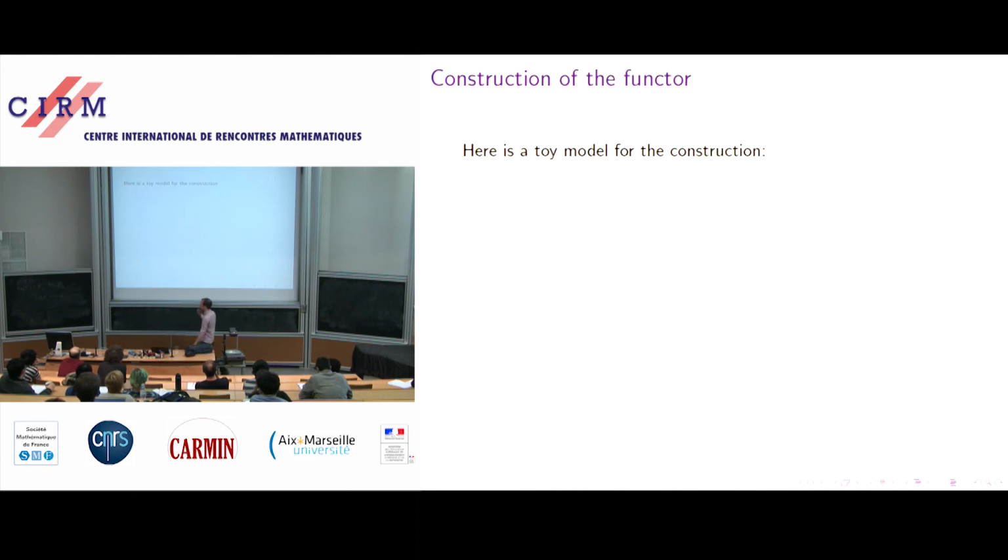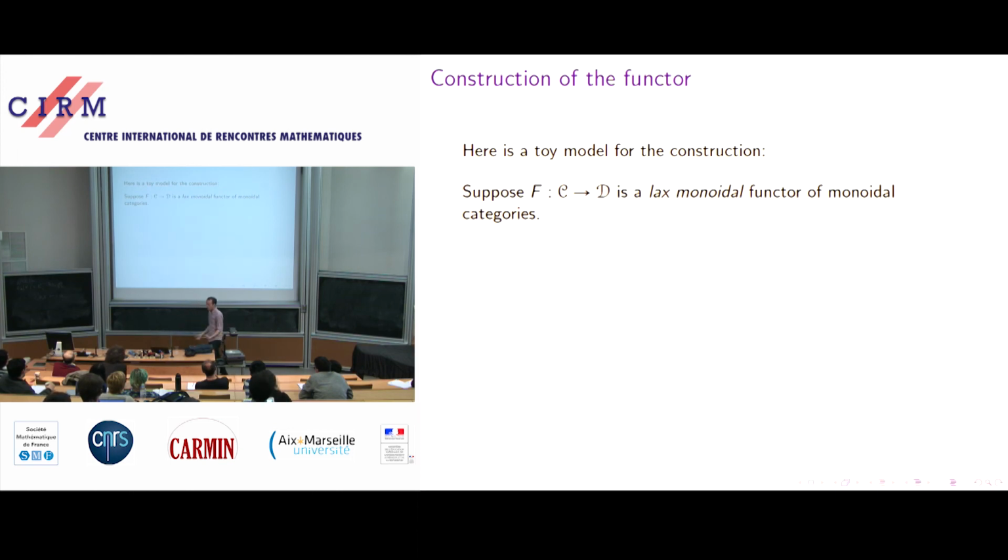OK, so now I want to construct a functor that has to do with this Langlands duality conjecture from before. So I'm going to do it using a toy model. So here's the toy model. Suppose that you have a so-called lax monoidal functor between monoidal categories. Lax monoidal functor, it's a technical categorical term.